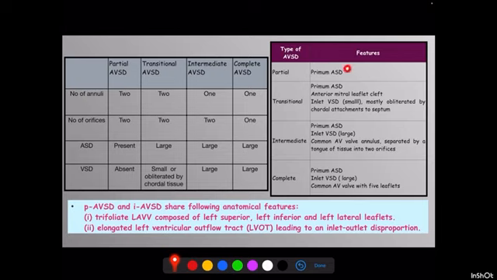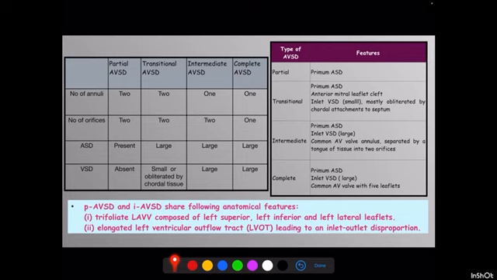So in partial AVSD, you have primum ASD. In transitional, you have primum ASD and anterior mitral leaflet cleft, as we saw already. You will have an inlet VSD, which is very small and mostly obliterated by the caudal attachment of the septum. In intermediate AVSD, you have primum ASD, large inlet VSD, and common AV annulus separated by a tongue of tissue into two orifices. In complete AVSD, you have primum ASD, large inlet VSD, and common AV valve with 5 leaflets.